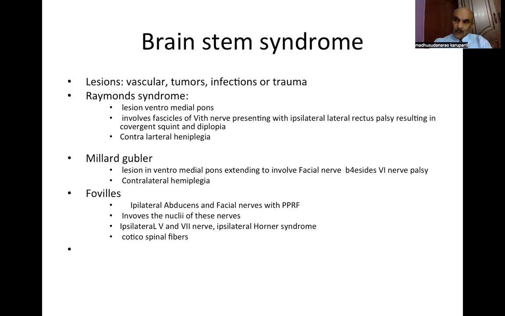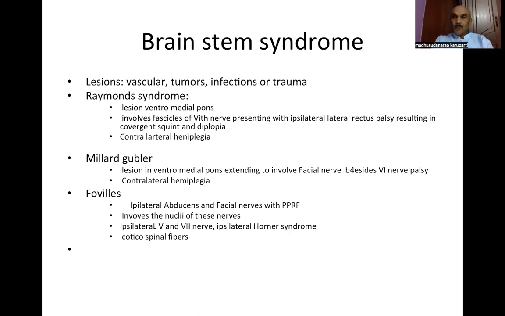Coming to the brainstem syndrome. What are the lesions? It could be vascular. Vascular lesions secondary to the obstruction as a part of the obstructive stroke, most common. And it could be tumors. Well, it could be infections like meningitis, or neurocysticercosis, or tuberculosis, etc. Or it could be trauma.